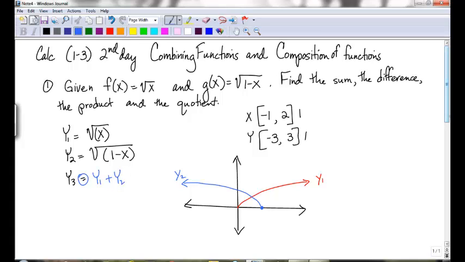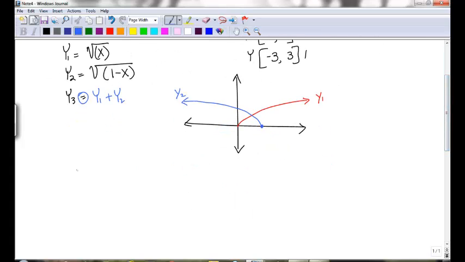So for your addition, for my y sub 1 plus y sub 2, if I add those together, and then just do a little sketch of what that looks like. It looks like this. Okay, and then I would do a second function calculate value at x equals 0. Yes, there is a solid point there. And I do second function calculate value at x equals 1. And yes, there is a solid point at 1, 1.